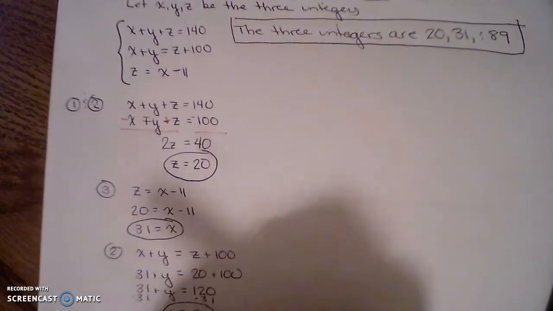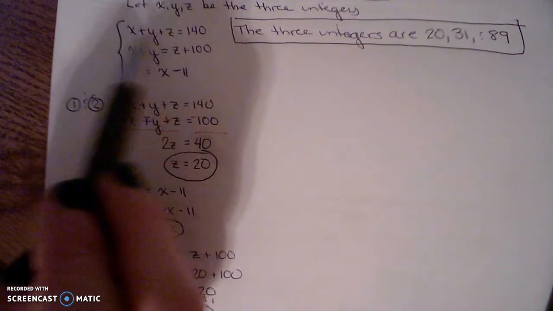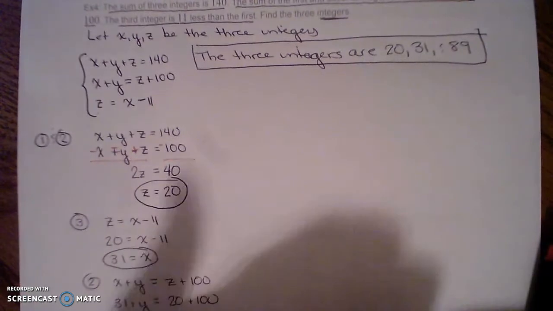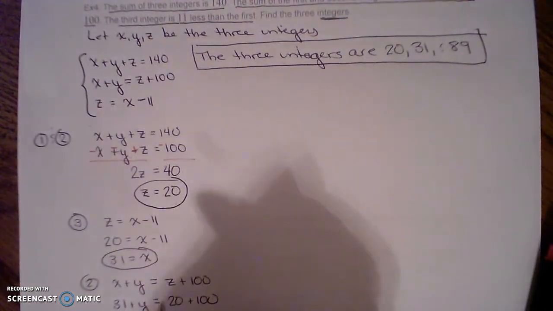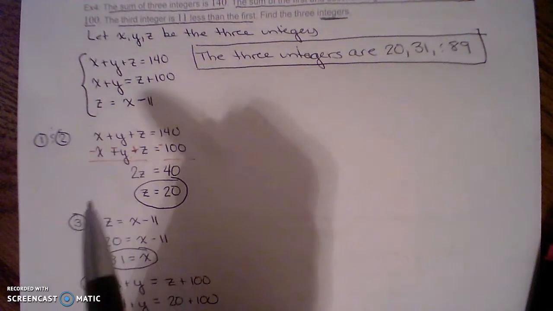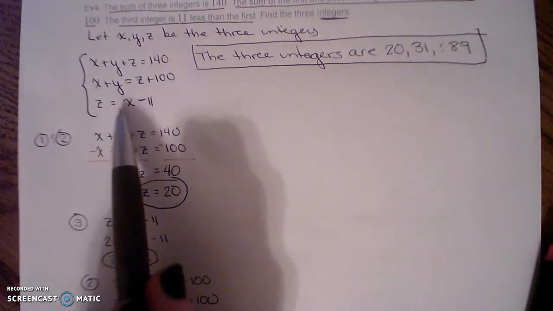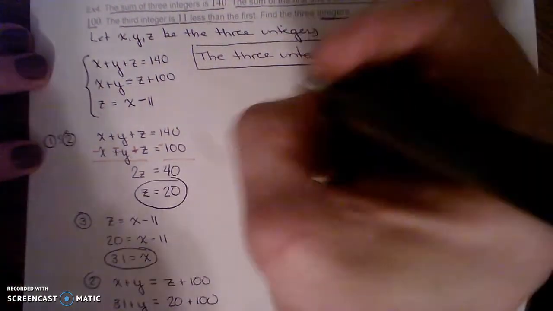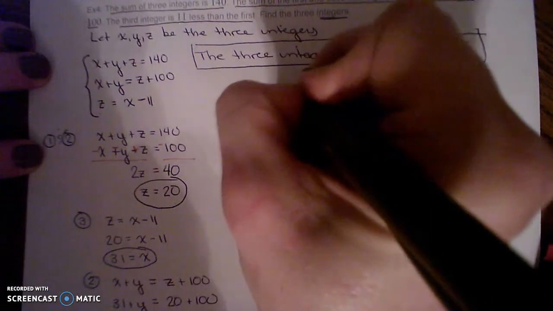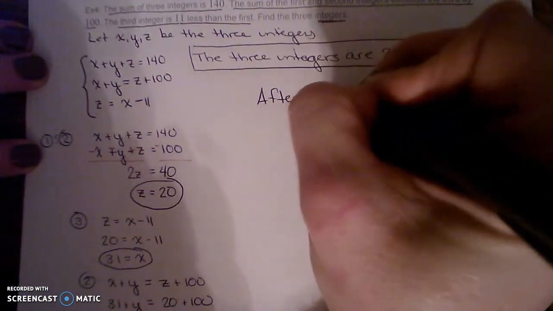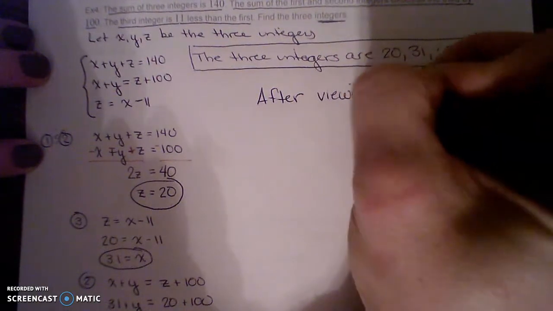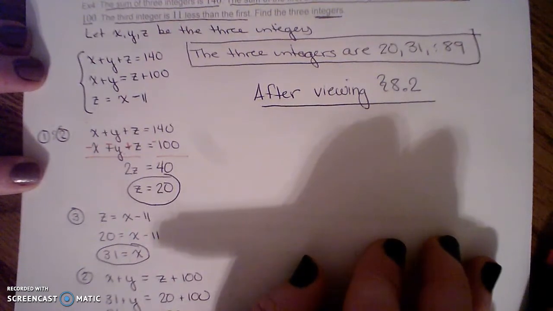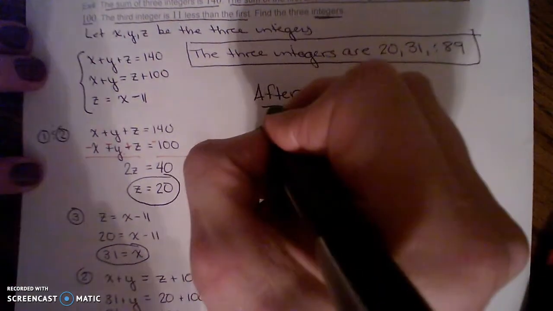This was what's called a sparse system, where one step will easily eliminate a whole bunch of variables for you. Now, after you look at section 8.2, you might see that there's another method for solving this system, and I do want to go over that with you. You can even come back to this after viewing section 8.2. We could use the matrix method.